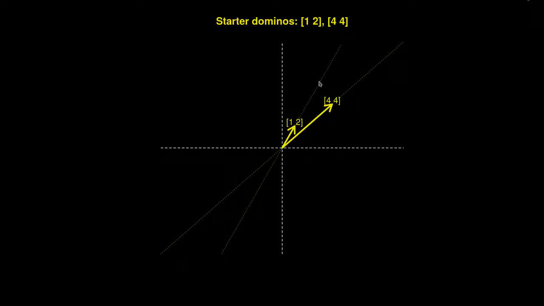And the other little faint yellow lines I have here that are dotted are basically just showing the direction of each of our starter dominoes. And you'll realize that if you take the domino 1, 2, and you multiply it by any scalar, you will get some point on this line. In other words, that domino by itself allows you to get anywhere you need to get on this line. And similarly, 4, 4 allows you to get on this line.